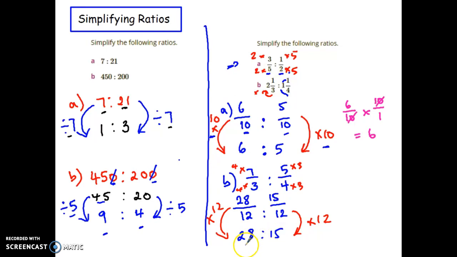Now these are fairly high numbers, and you're right to be thinking, can I cancel this down at all? But if you think about 15, the only factors of 15 are 5 and 3, and 5 or 3 don't go into 28, so that's all you can do.